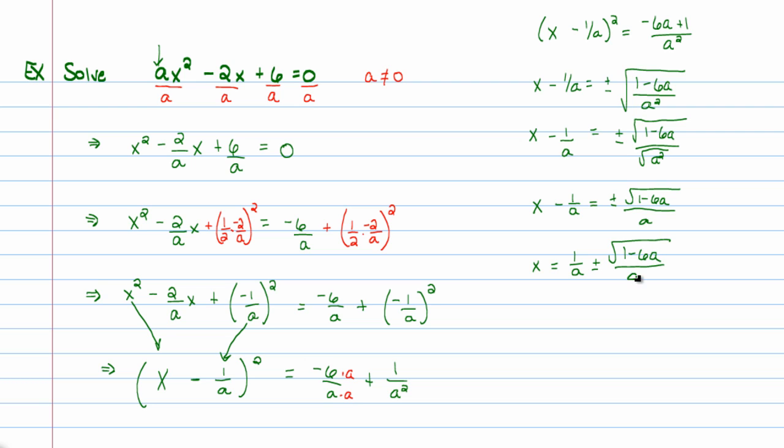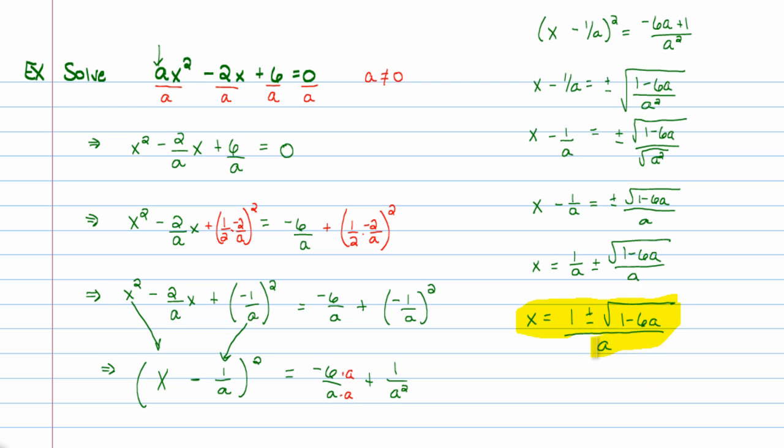And notice these both have the same denominator. So I have a fraction with a as a denominator plus or minus another fraction with a as a denominator. So you could write that actually as a single fraction: 1 plus or minus the square root of 1 minus 6a, all being divided by a. And that is the final answer. That's as good as it gets. So let me highlight that and call it a day on that one.